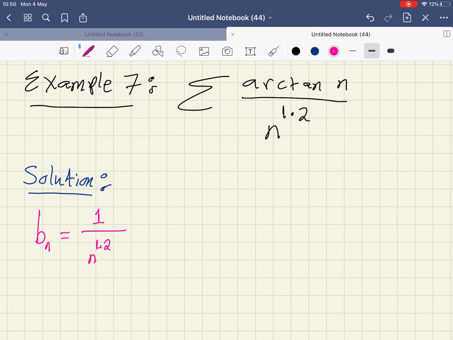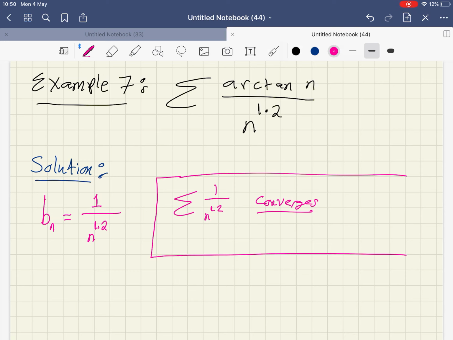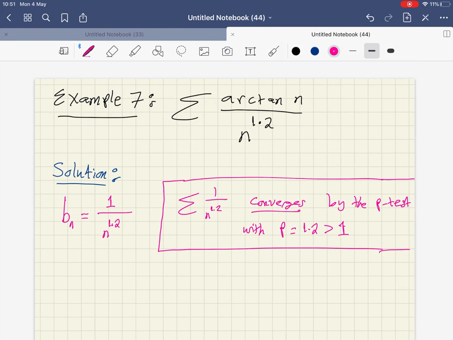Why did I do this? Because by looking at this, it's a simpler function and it's well known whether it converges or diverges. We know that 1 over n^1.2 converges. And why does this converge? By the p-test with p equal 1.2, greater than 1. Which is good. It converges.